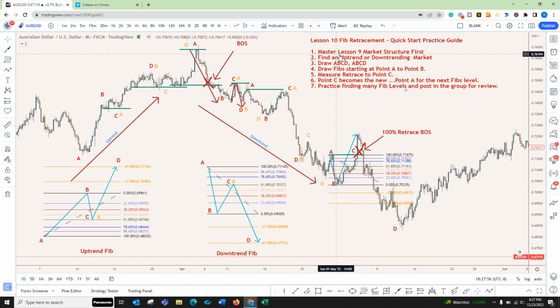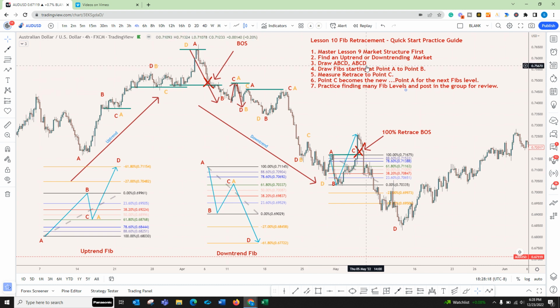Okay, so we're going to follow this checklist here. It said master lesson 9. Okay, you've done that. Find an uptrend or downtrend market. So you can see here, we're traveling in an uptrend, right? And here we're traveling in the downtrend. So step 2 says find an uptrend or downtrend. Step 3 here says draw ABCD.